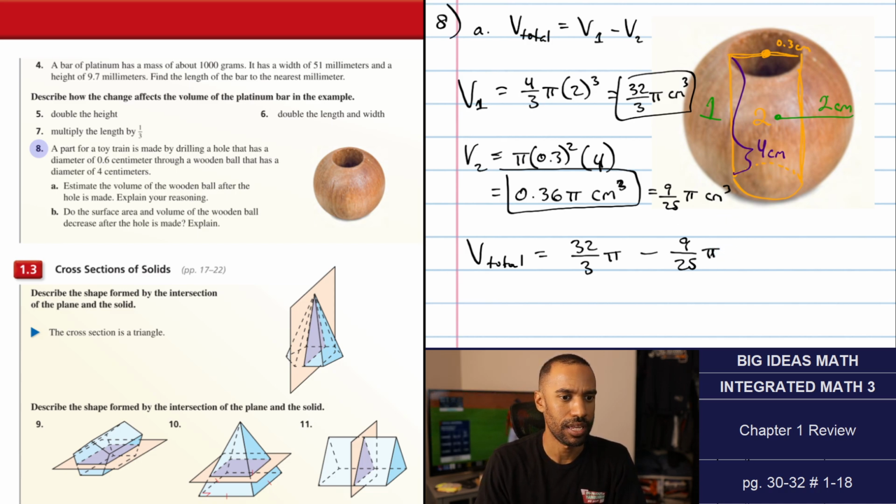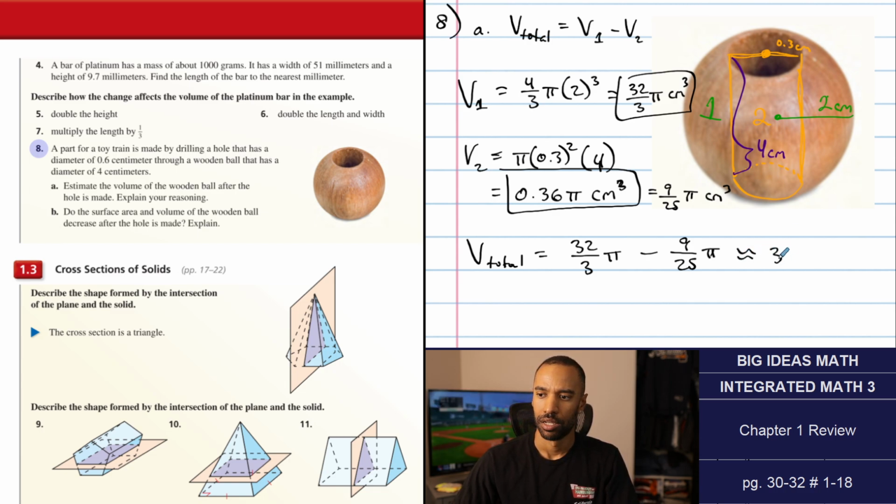I'll do 32. Oh, this did not work. 32 pi over 3 minus 9 pi over 25. I'm getting around 32.379, so 32.38 cubic centimeters for that volume.